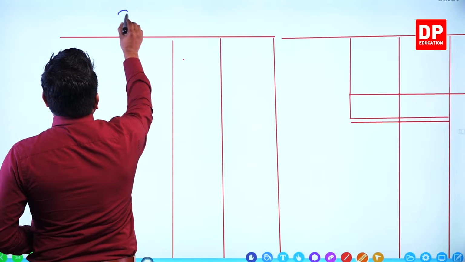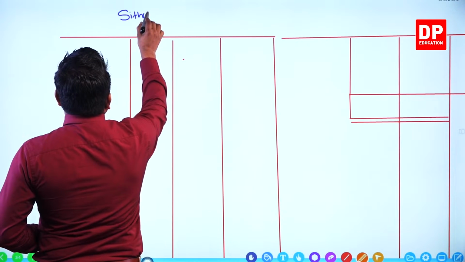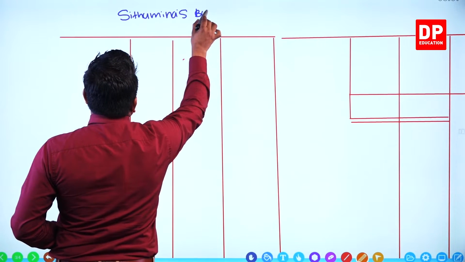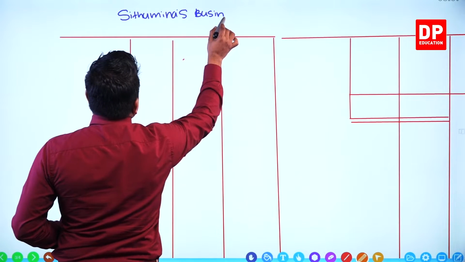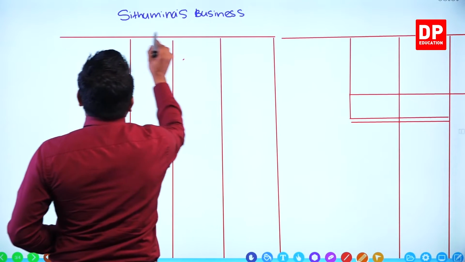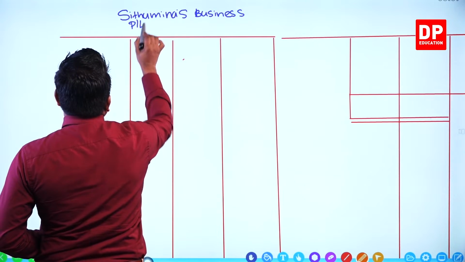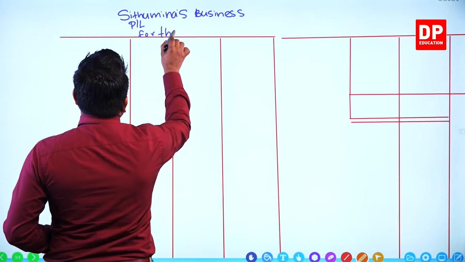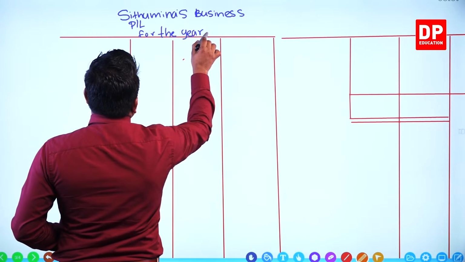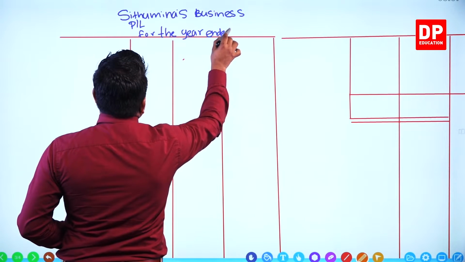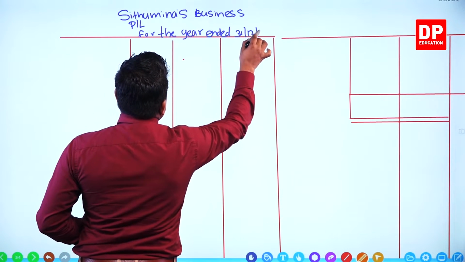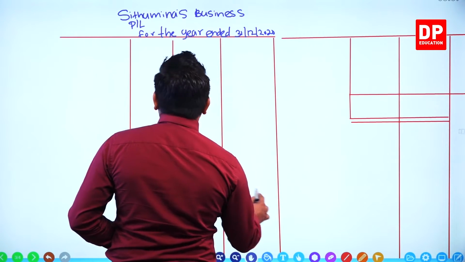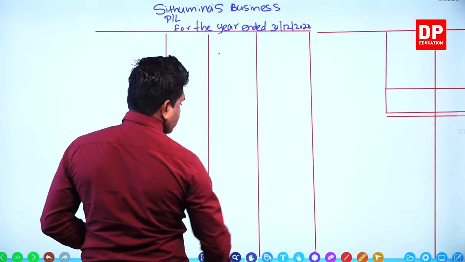Situmina's business. Profit and loss statement, P&L, profit and loss statement for the year ended, when? 31st December 2020, right? So here you can write main details.